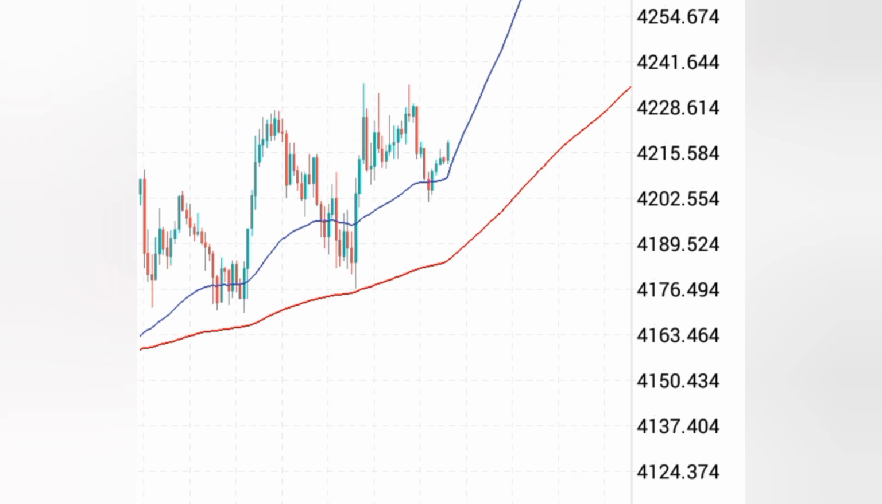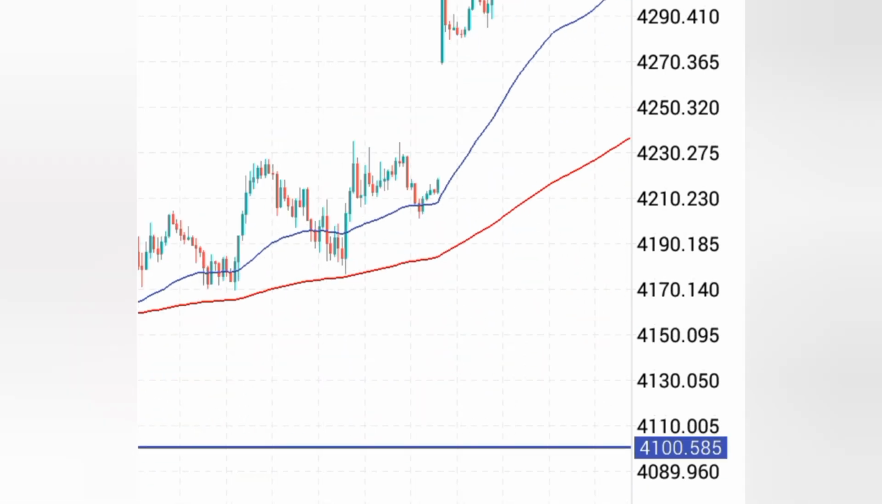So when you follow these two moving averages and you follow the trend, you get high win rate trades, guys.